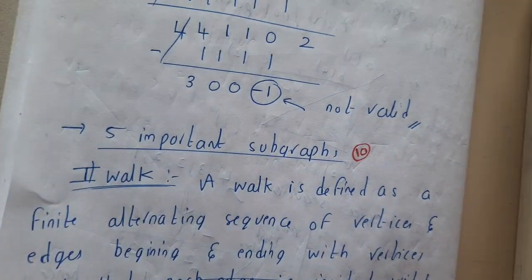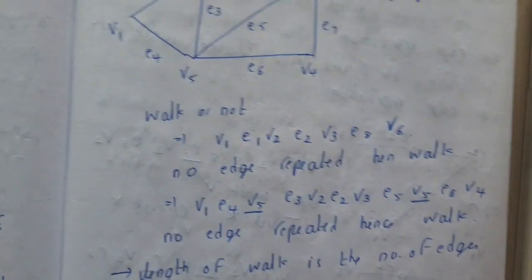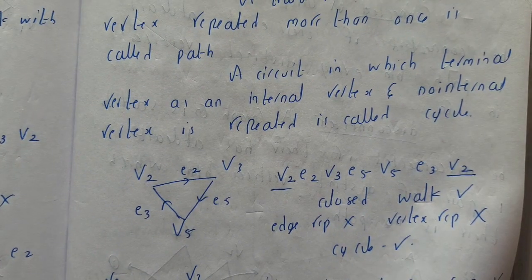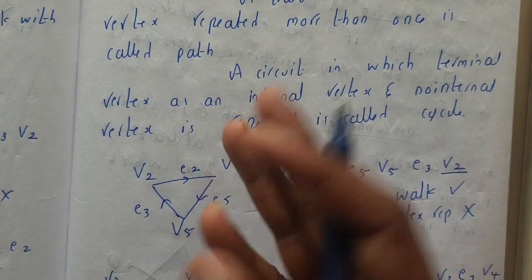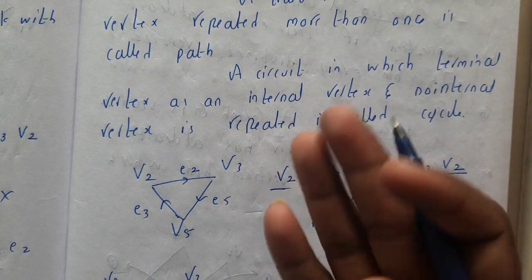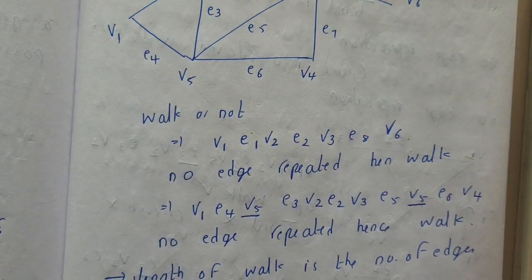In the next lecture we will go through 5 basic important topics. They are walk, trail, circuit, path and cycle. These are the 5 important topics that you should be perfect with. You should never get confused on these things.